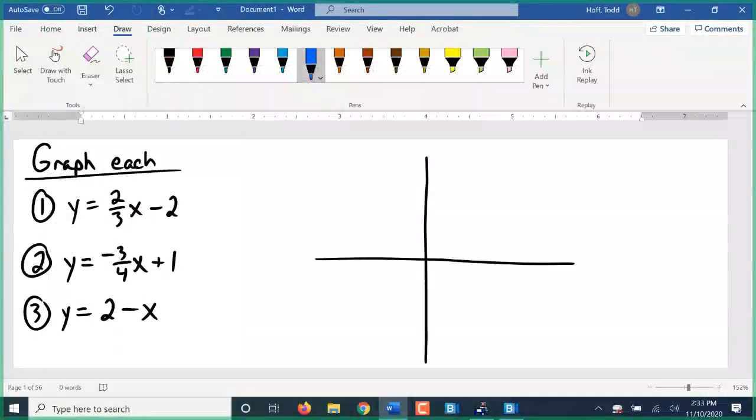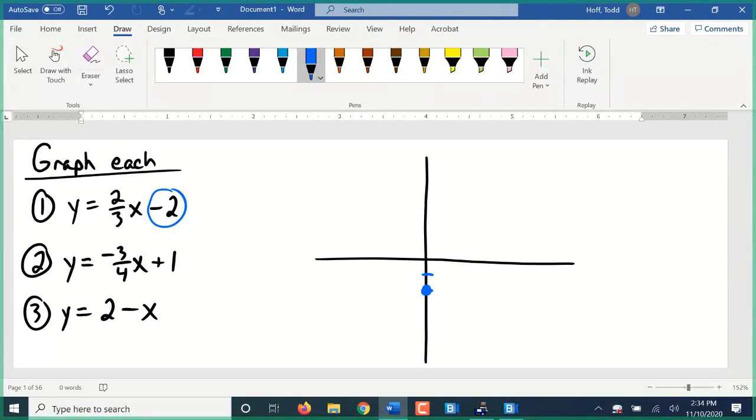So let's take a look at the first one here. We always start out with the number that's by itself, the -2. That is the y-intercept, and that's telling us that from the origin, we go down to -2. That's where this graph starts from, right there.